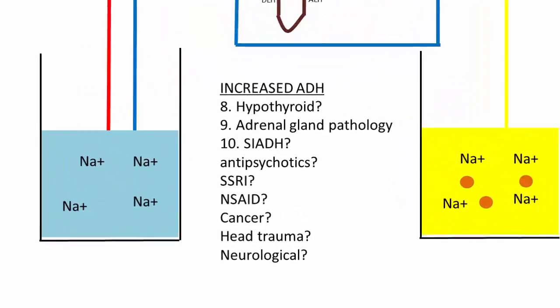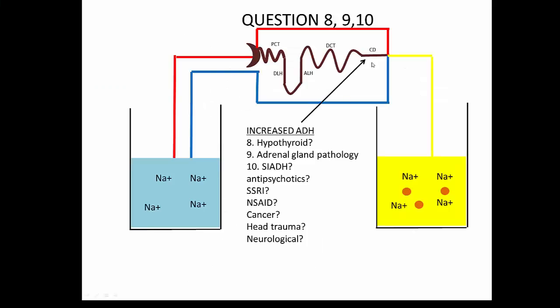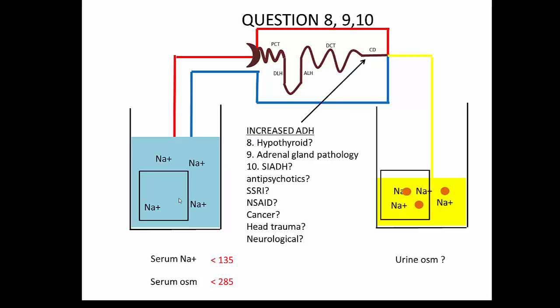The following questions have to deal with increased ADH because of hypothyroidism, adrenal gland pathology, and the syndrome of inappropriate antidiuretic hormone secretion. Increased ADH is going to work on the collecting duct, and that's going to reabsorb more water out of the urine. Well, what about the urine osmolarity? We've already gone through that, this will be high. So we look at these numbers and we see a low serum osmolarity? Well, we should be turning off ADH, but instead ADH is on, and that's not appropriate.